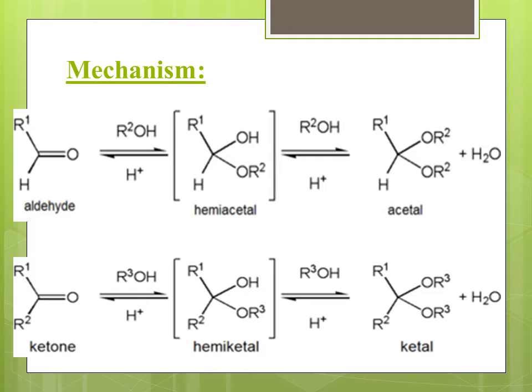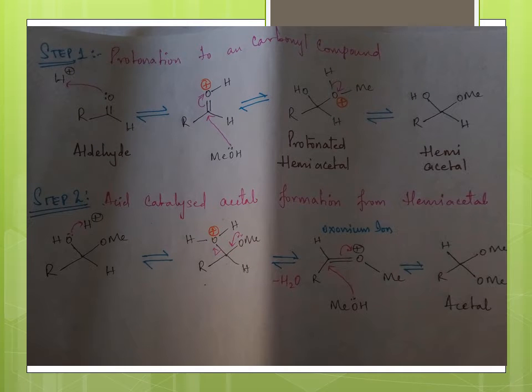If we take a ketone molecule and add an alcohol, on acidification we will generate the hemiketal. And again, if we treat with one more molecule of an alcohol, upon acidification a ketal is formed with the elimination of water. There are two steps. In step 1 there is the protonation of a carbonyl compound. In step 2 it is the acid catalyzed acetal formation from the hemiacetal.